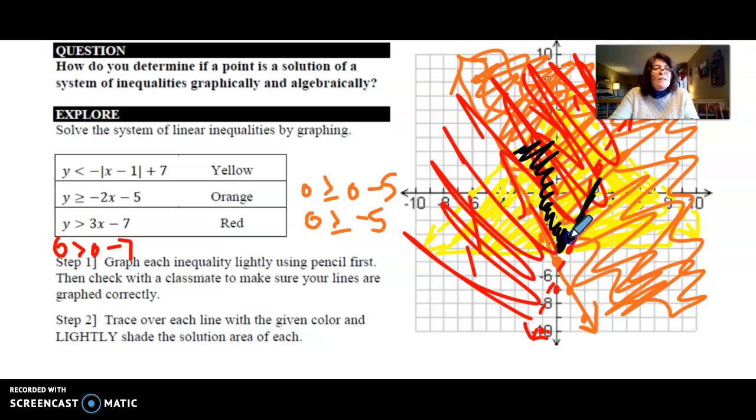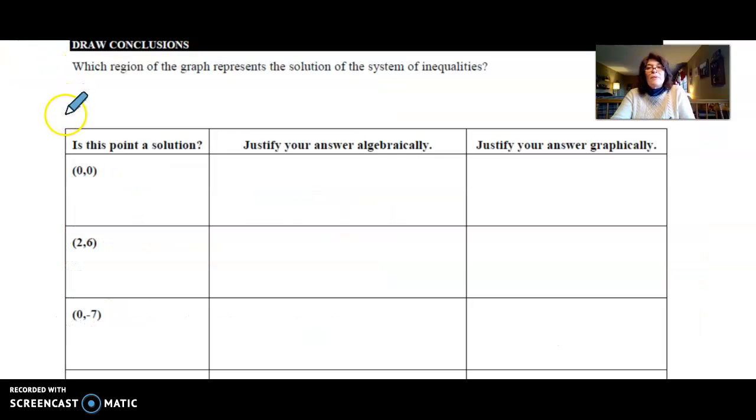Oops, that had to be with the yellow. It's kind of in between. You see where the yellow hit right here? It's kind of hard to tell. I made a mess of things, but it's in this little diamond area, okay? Any ordered pair in here will be a solution to all three. You have to find the overlapping shaded parts, okay?